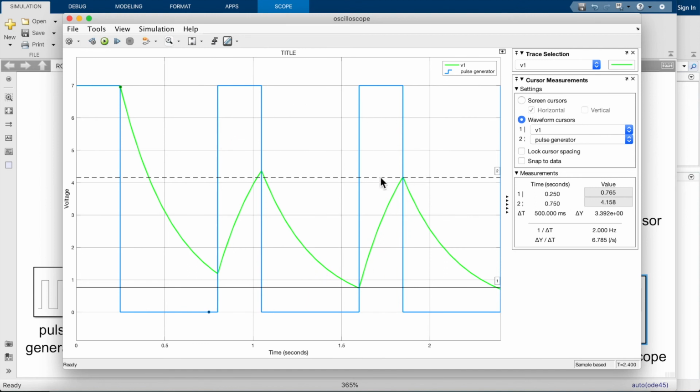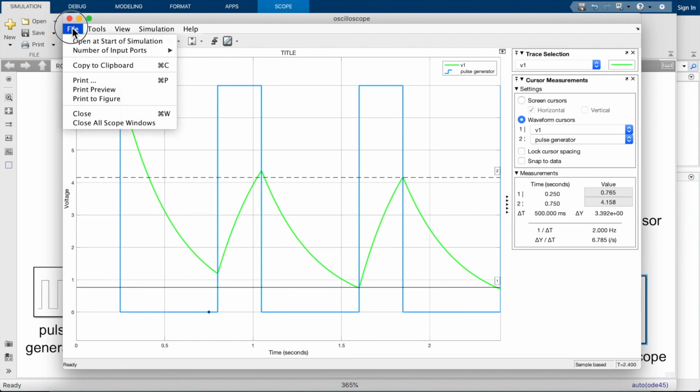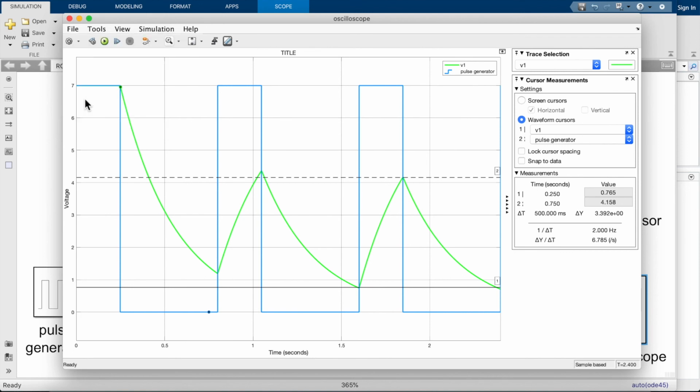There are two ways to do that. We could try to print it right directly from this oscilloscope window, but the problem is that the title can't be changed here, and I would like to change that to a more descriptive title. So to do so, and we'll do this in the last two labs of the semester also, go over to the File tab, pull that down, and print this to the figure window in MATLAB.